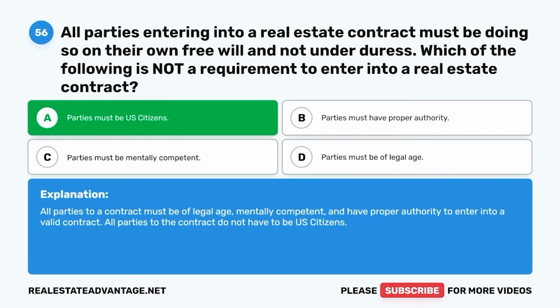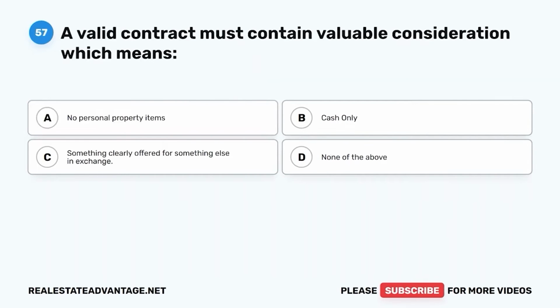All parties to a contract must be of legal age, mentally competent, and have proper authority to enter into a valid contract. All parties to the contract do not have to be U.S. citizens. Question 57. A valid contract must contain valuable consideration, which means A. No personal property items. B. Cash only. C. Something clearly offered for something else in exchange. D. None of the above.